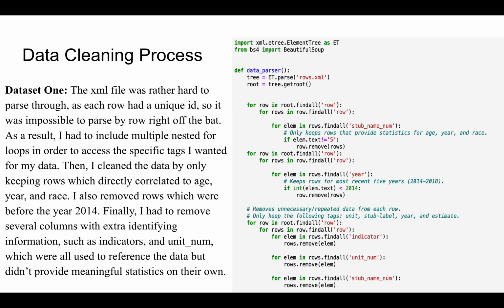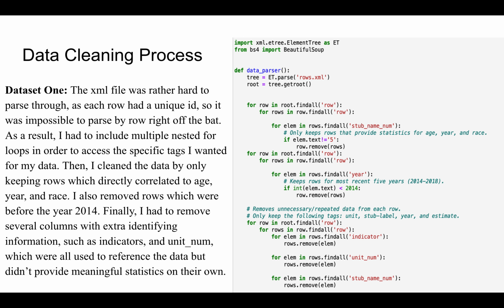So in my data cleaning process for my first data set, I found that the XML file was rather hard to parse through because each row had a unique ID, so it was impossible to parse by row right off the bat. I had to include multiple nested for loops in order to be able to access that data. And then I actually cleaned the data by only keeping rows which directly correlated to the factors I wanted, the age, year, race, and sex. And then I removed rows before the year 2014 because I only wanted to have the most relevant data.